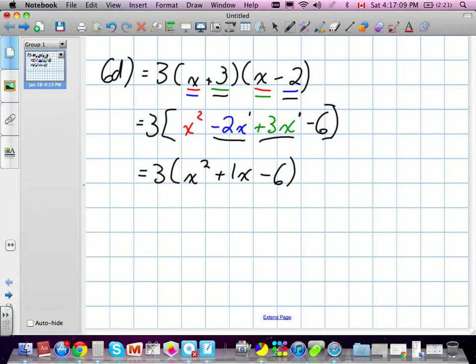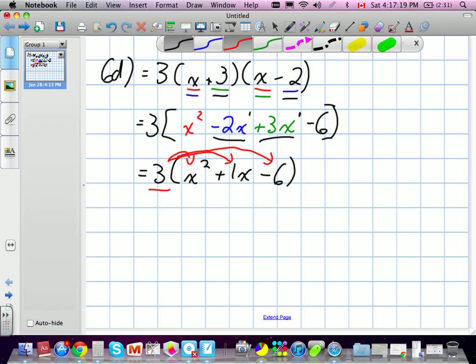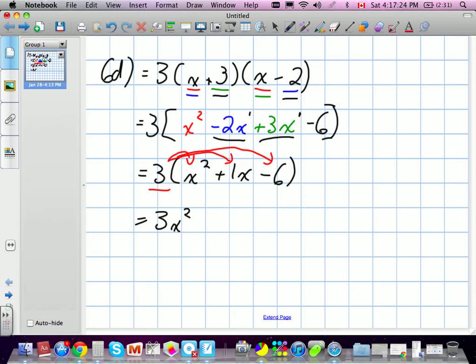We need to distribute this 3. It needs to be multiplied by every term inside here. So we end up with 3 times x squared, which is 3x squared. 3 times positive 1x is positive 3x. And 3 times negative 6 is negative 18. And that's the expanded form. We're finished with that.